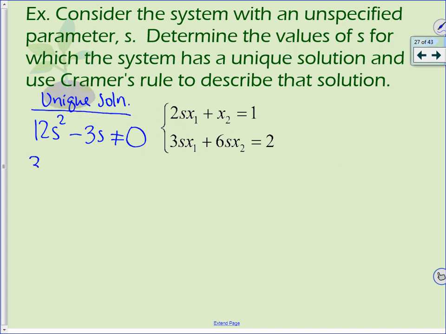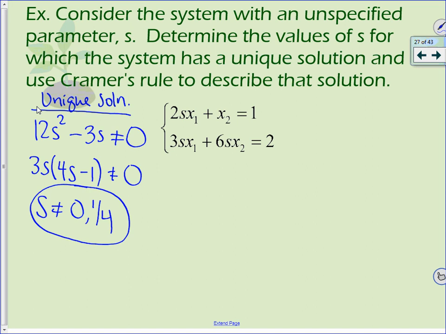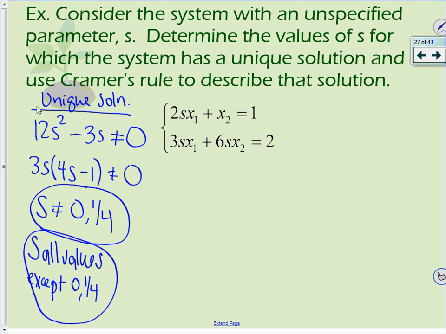So I'll just factor out the 3s. So s cannot equal 0 or 1/4. So the first part of the problem, determine the values of s for which the system has a unique solution. So s is all values except 0 and 1/4. Or you could write it a little more mathy. Then it says use Cramer's rule to describe that solution. So, go ahead.